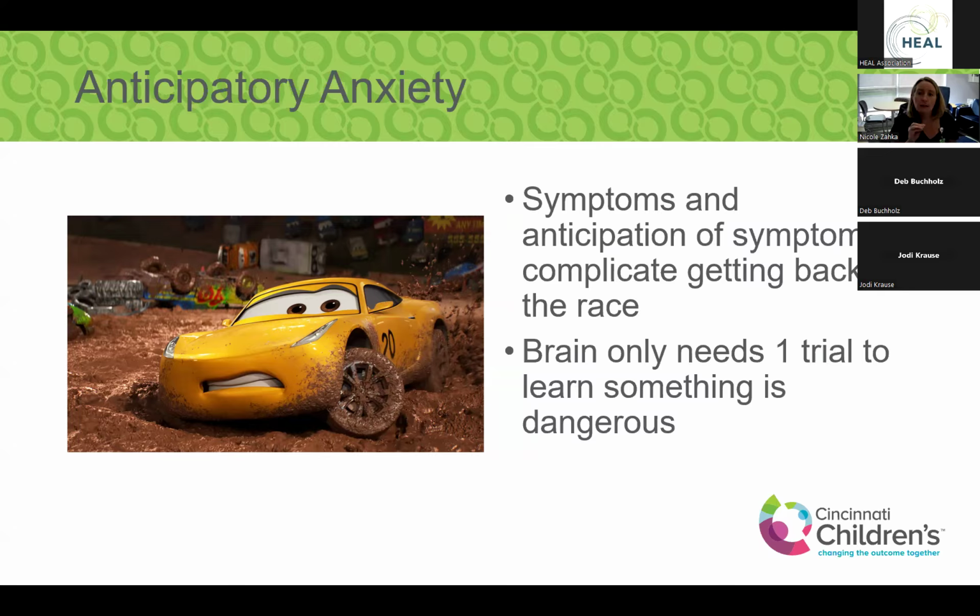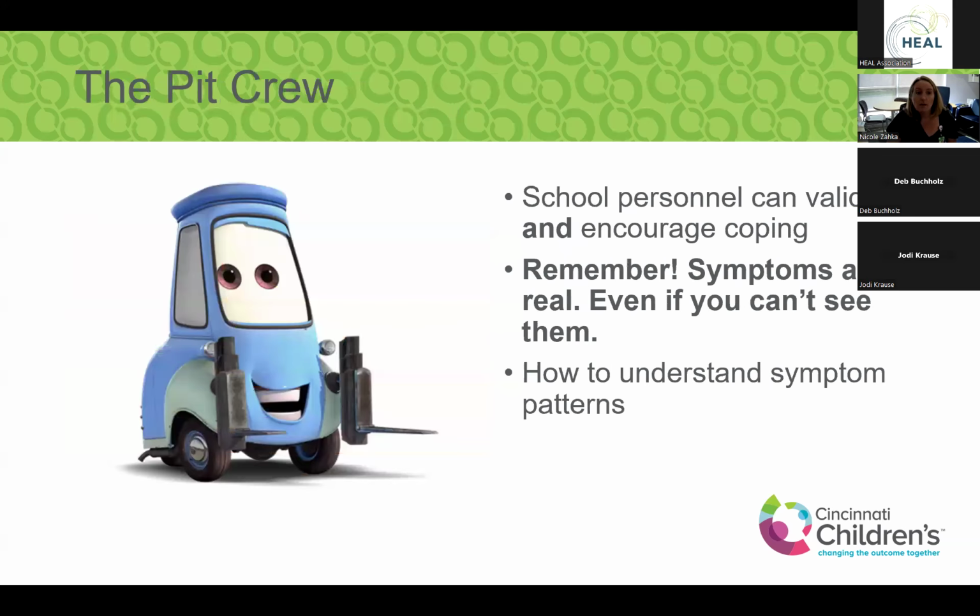So again, the brain only needs this one trial learning. So we have this very normal anticipatory anxiety coming back into a situation where symptoms have happened before, or even the idea of, if symptoms happened, it would be embarrassing. Maybe it didn't happen at school, but what if it does happen at school? And that sympathetic nervous system gets ramped up, and that makes those symptoms more likely to occur.